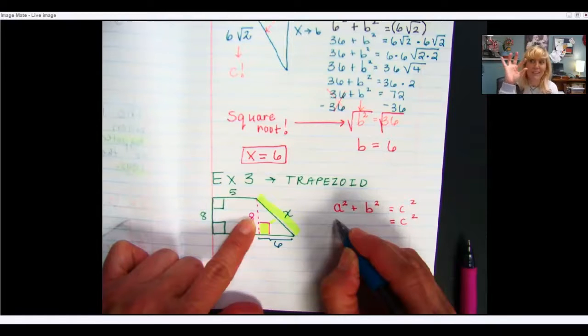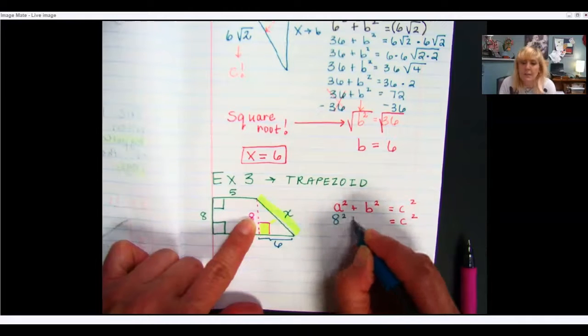Y'all, the A and B, it doesn't matter which one it is. I'm going to write 8 for A, and I'm going to write 6 for B. It would be the same exact thing if I wrote 6 for A and 8 for B. Just remember, it doesn't matter. The only thing that really matters is the hypotenuse, which is the one I highlighted. That has to be all by itself on one side of the equal sign. It has to be the C.